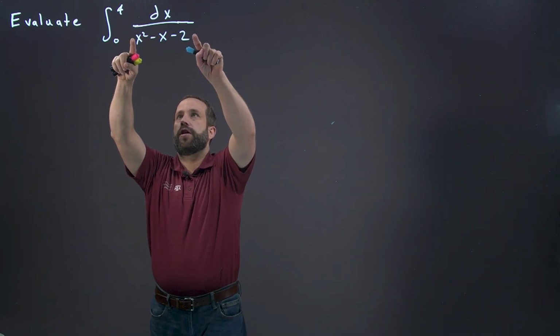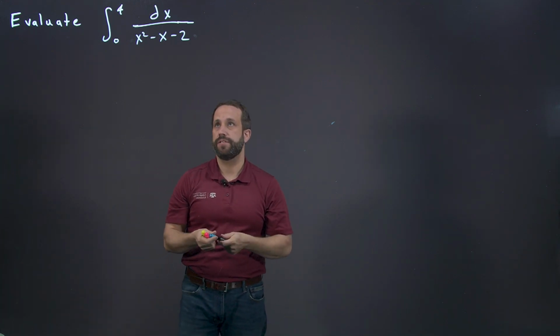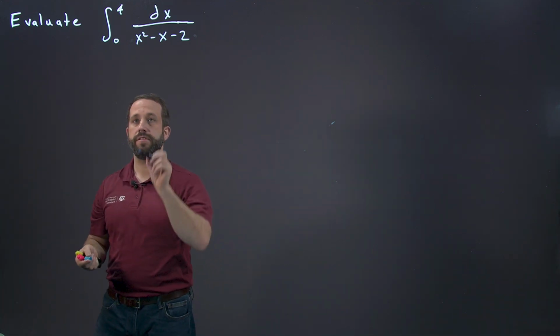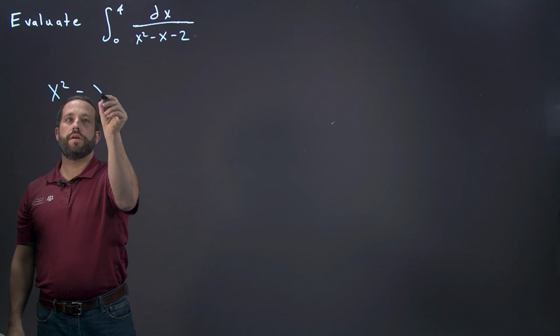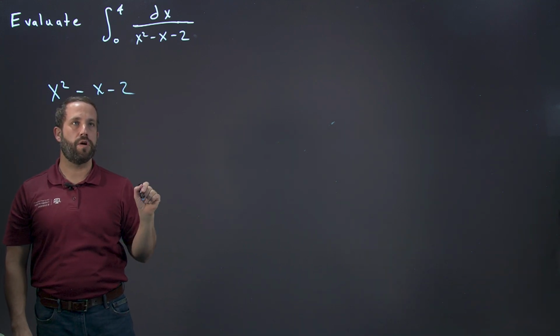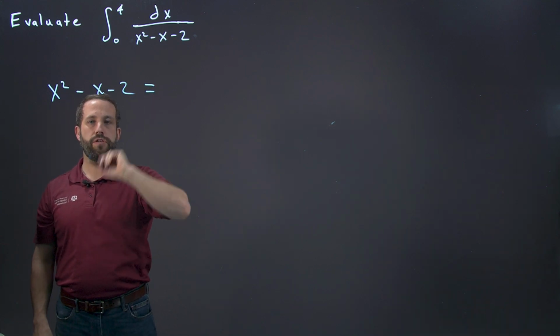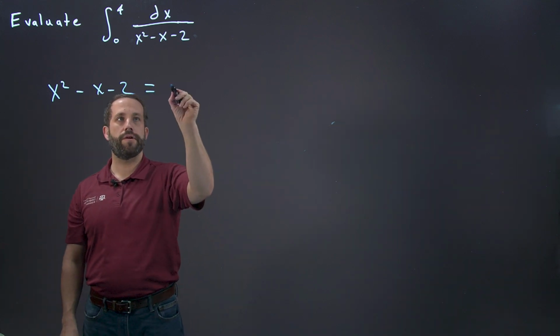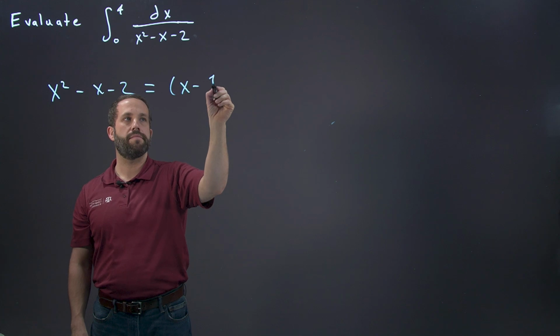In other words, we need to see whether or not x squared minus x minus 2 is ever equal to 0. So let me just take a minute to do that. So x squared minus x minus 2. Okay, we need to figure out what the zeros of this are. Now, you could do it using the quadratic formula. I'm just going to complete the square, which really is the same thing.